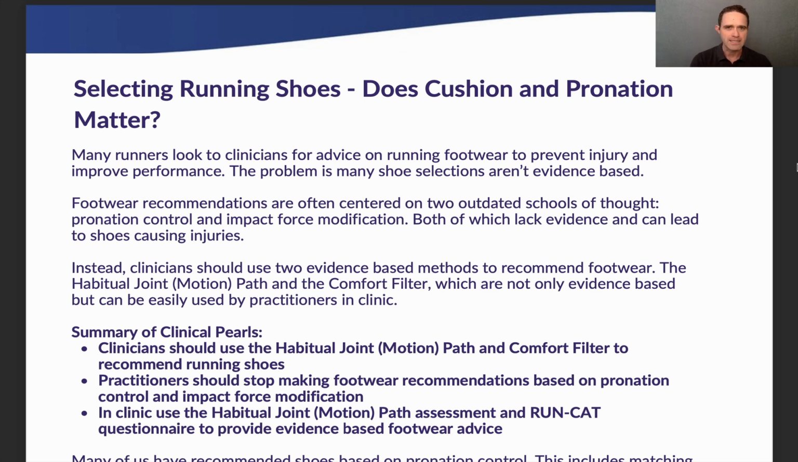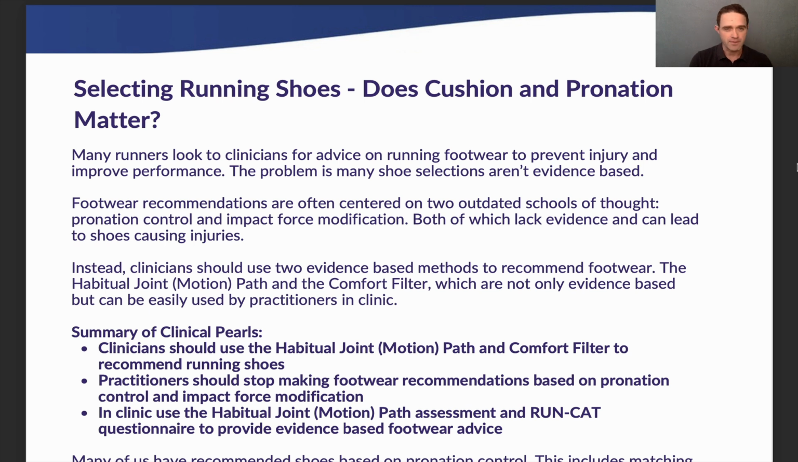So let me summarize the most important part of this for you. And that is, we should be making running shoe decisions based on the habitual joint motion path and comfort filter. Furthermore, we should stop making recommendations based on pronation control and impact force modification. And let me tell you the reason why.